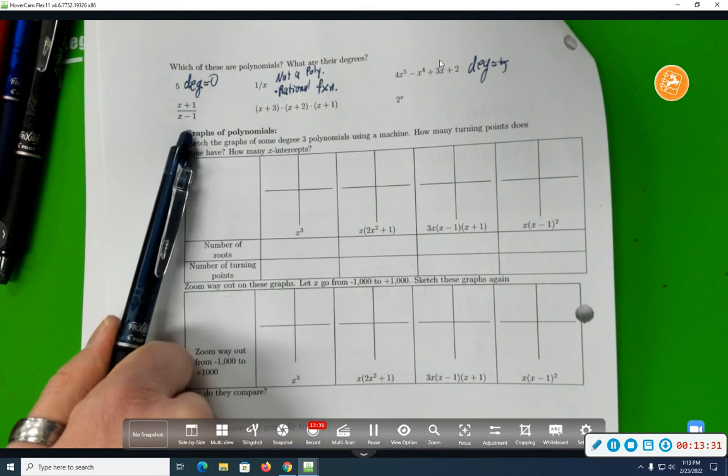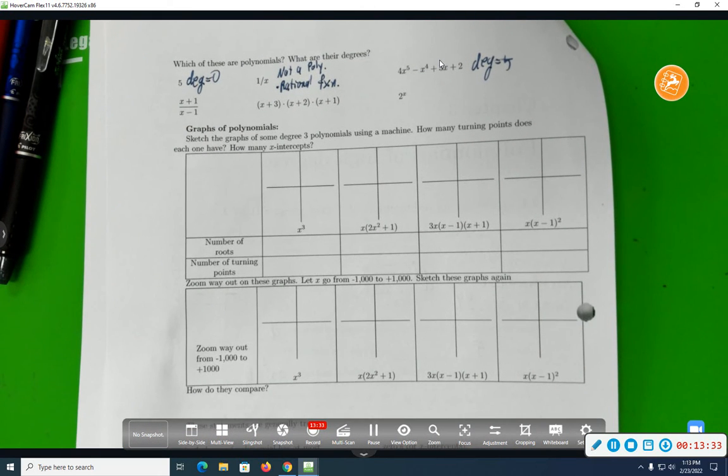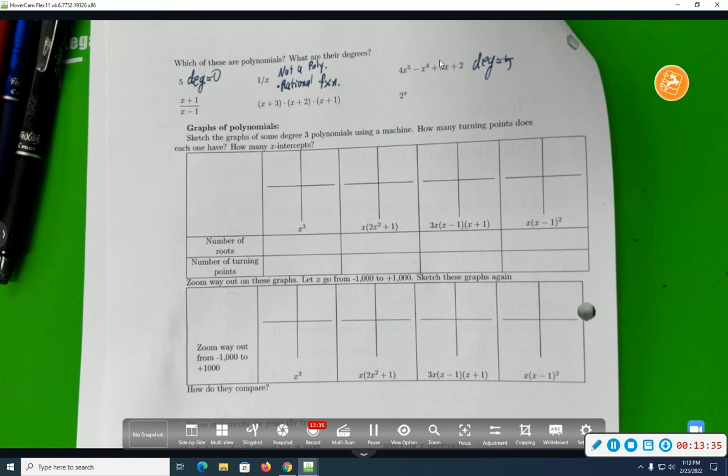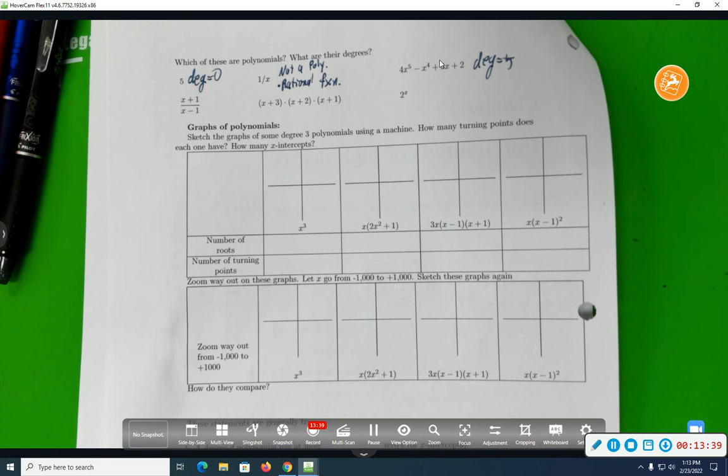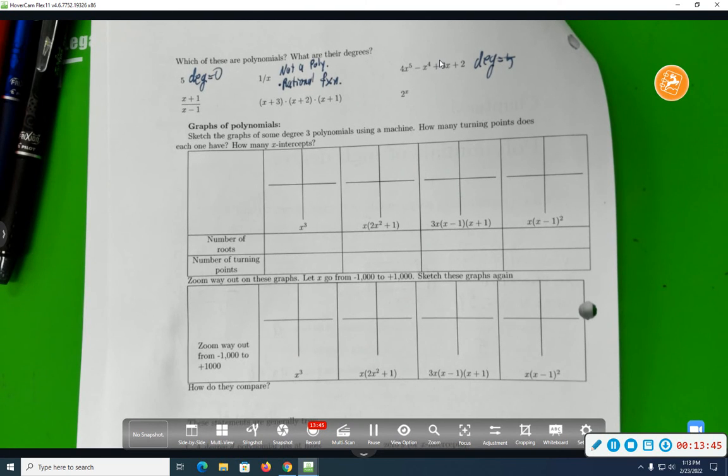All right. x plus 1 over x minus 1. Polynomial or not polynomial? Not polynomial. Good. Yeah, it's a rational function, something that we'll introduce in a little bit. A ratio of polynomials isn't a polynomial. It's probably not a polynomial.